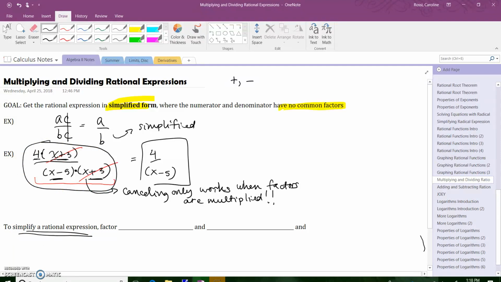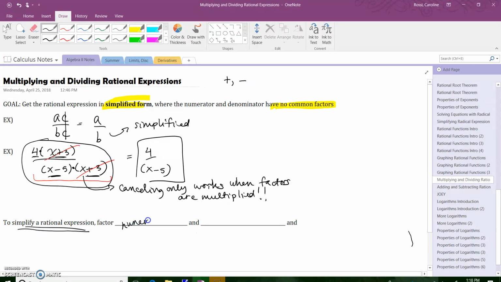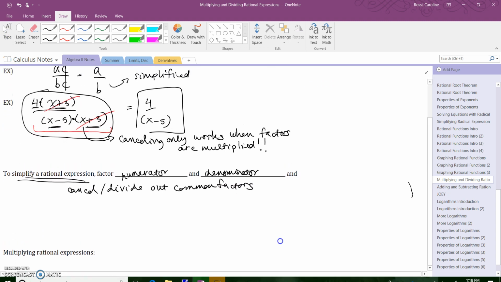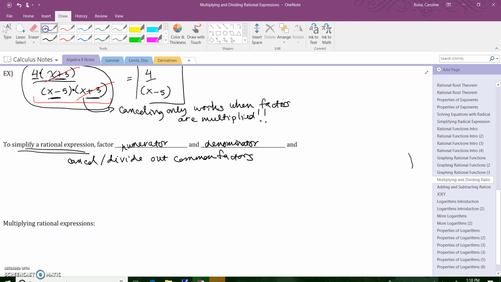So to simplify a rational expression, what we're going to do is factor the numerator and denominator. And what you'll do next is cancel or divide out common factors. So let me show you a quick example of what that would look like, and then, just like always, we'll start with simpler ones and move to more and more complicated ones. So let's say I have something like this: x squared minus 2x minus 15 over x squared minus 9.